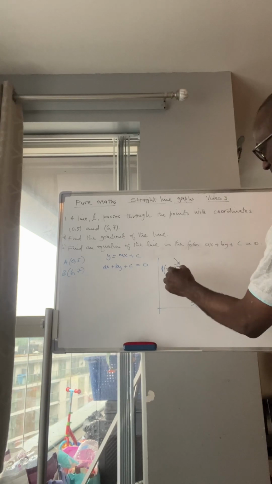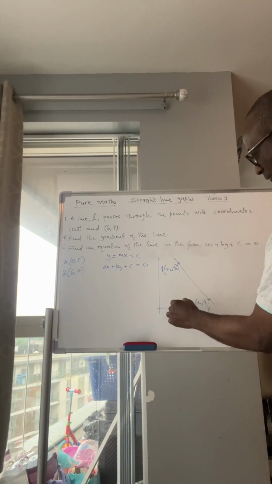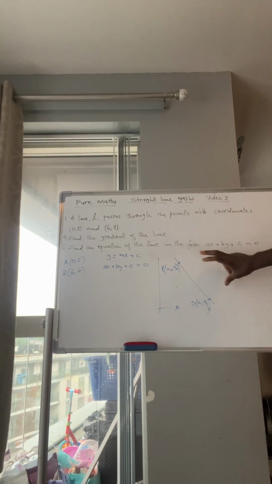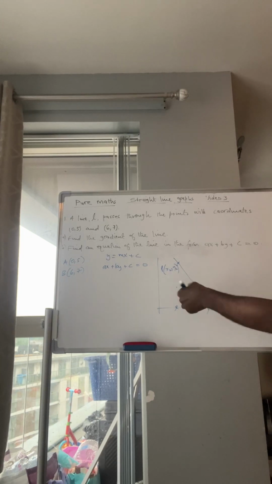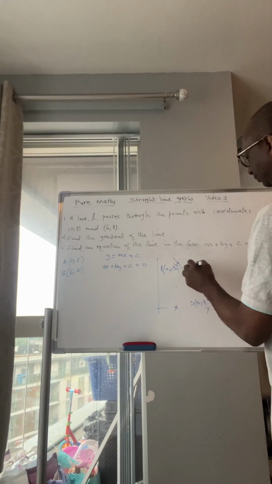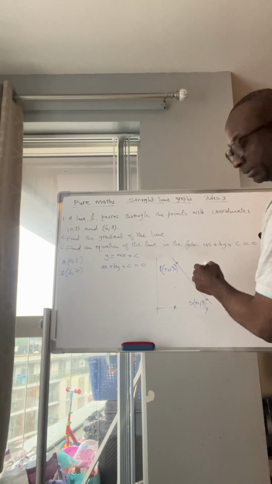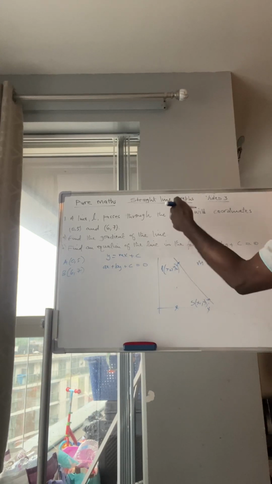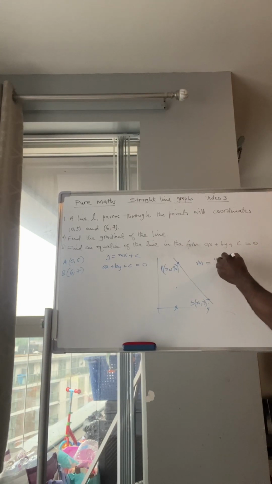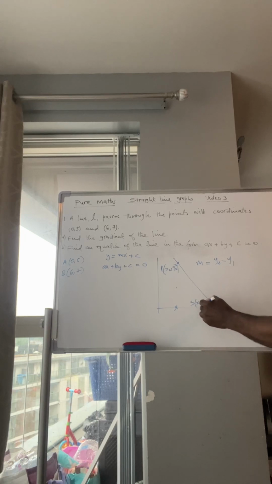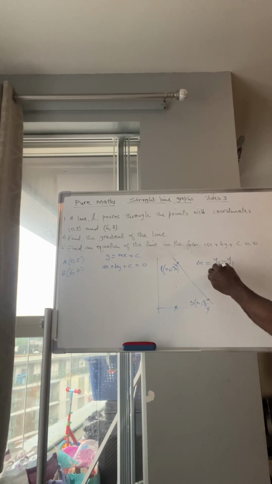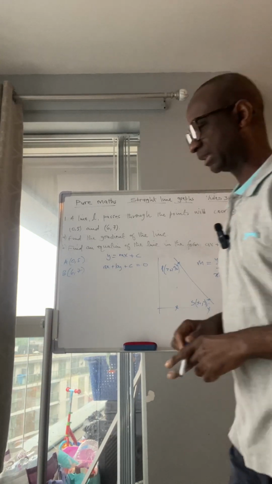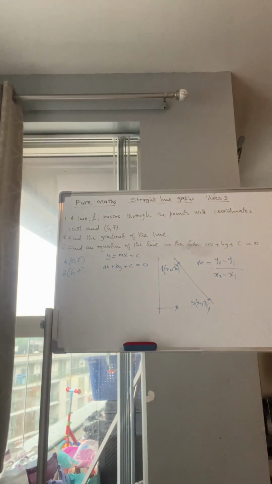Now this one here. You are asked to find the gradient of this line. How do you calculate that? Gradient, we represent it by the letter m. This is equal to the rise or the increase in the y-axis, which is y2 minus y1, this is y1 here, y2 is up, minus y1 all over x2 minus x1. This is the gradient of a straight line.